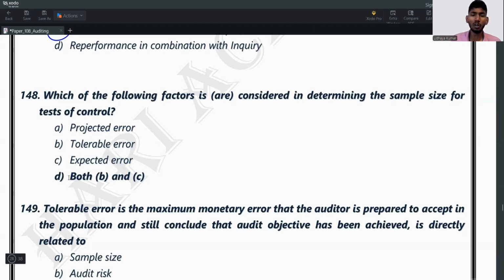Whereas if you look, while determining the sample size for test of control, tolerable error and expected error are considered, but projected error is generally not used directly in determining sample size, as it often refers to the estimated errors after the testing has been conducted, rather than a factor used in the initial sample size determination. So the right option is both B and C, because tolerable error and expected error will be considered in determining the sample size. So the option is D.